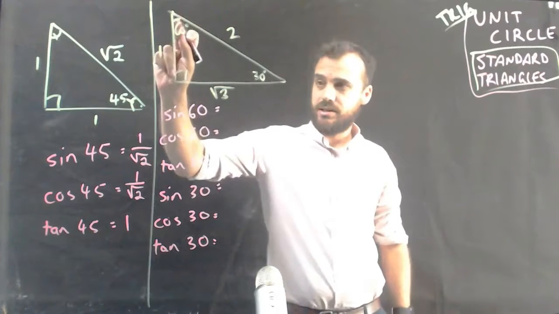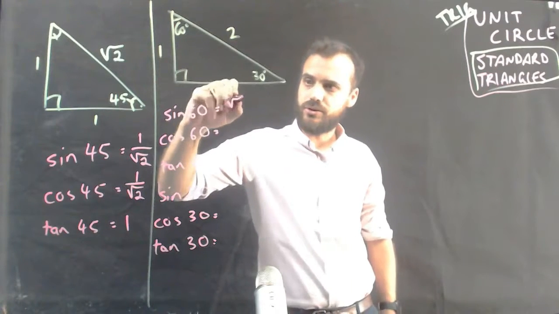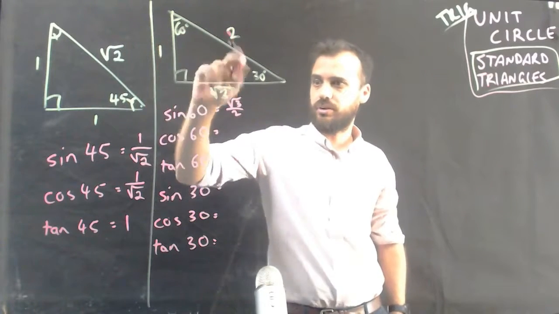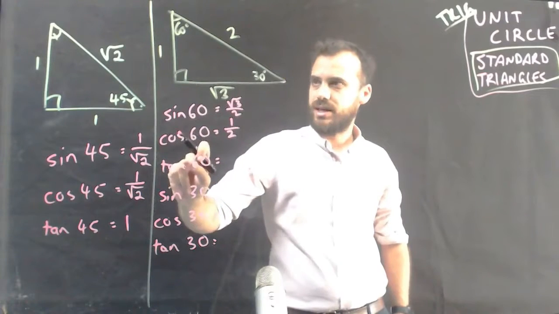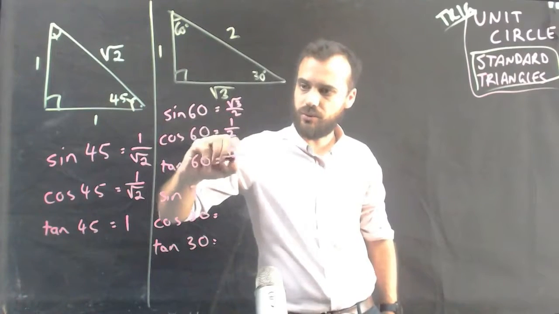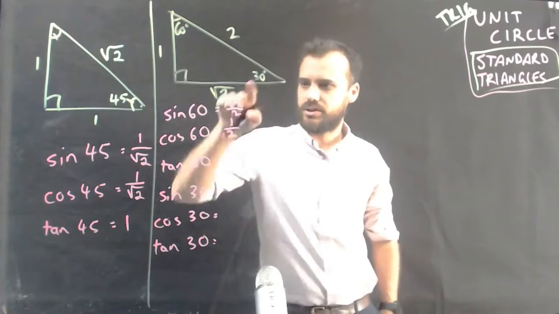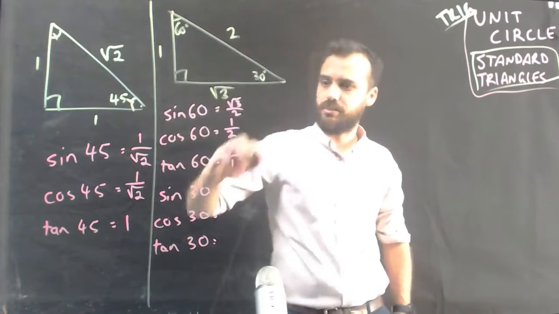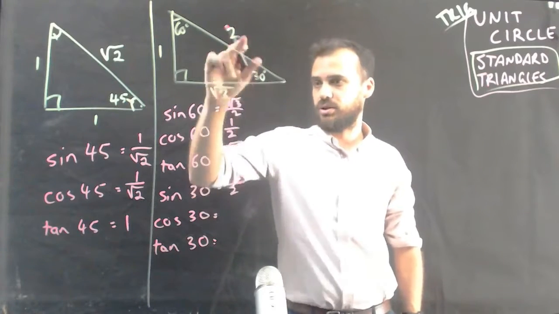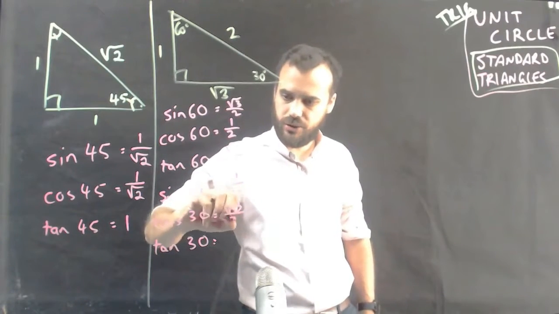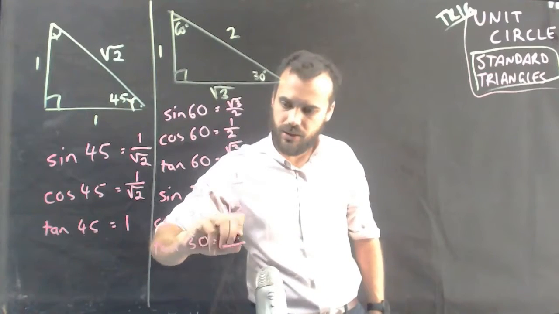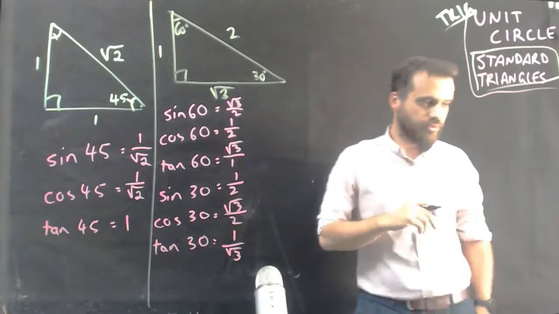So sine 60 is equal to opposite over hypotenuse, root 3 on 2. Cos 60 is equal to adjacent on hypotenuse, 1 on 2. Tan 60 is equal to opposite over adjacent, root 3 on 1, which is just root 3. Now, sine 30 is equal to opposite over hypotenuse, 1/2. Cos 30 is equal to adjacent on hypotenuse, root 3 on 2. And tan 30 is equal to opposite over adjacent, 1 on root 3.